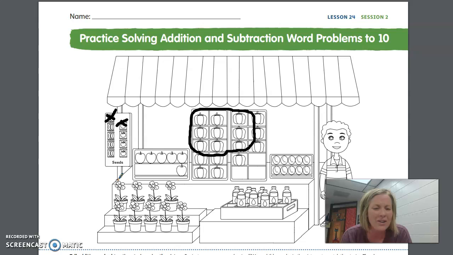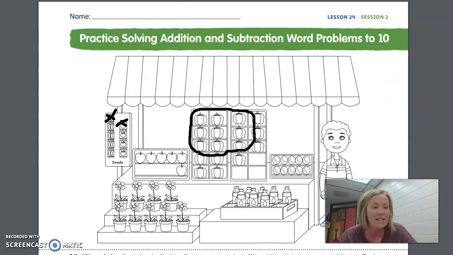Boys and girls, I really want to challenge you to find somebody in your house, and I want them to tell you a story, and I want you to color it and circle how many in all, or cross out and show how many when they're taken away.